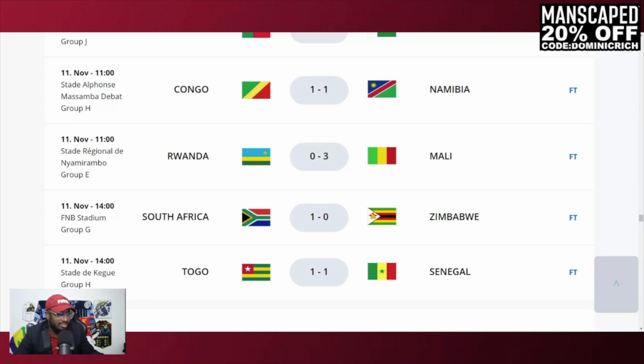But congratulations to Mali. I do want them to qualify, because if they do qualify, they will be a debutant at the World Cup. And I love debutants. We absolutely love us some debutants. You see what I'm saying? We love some debutants. So all the best to Mali.